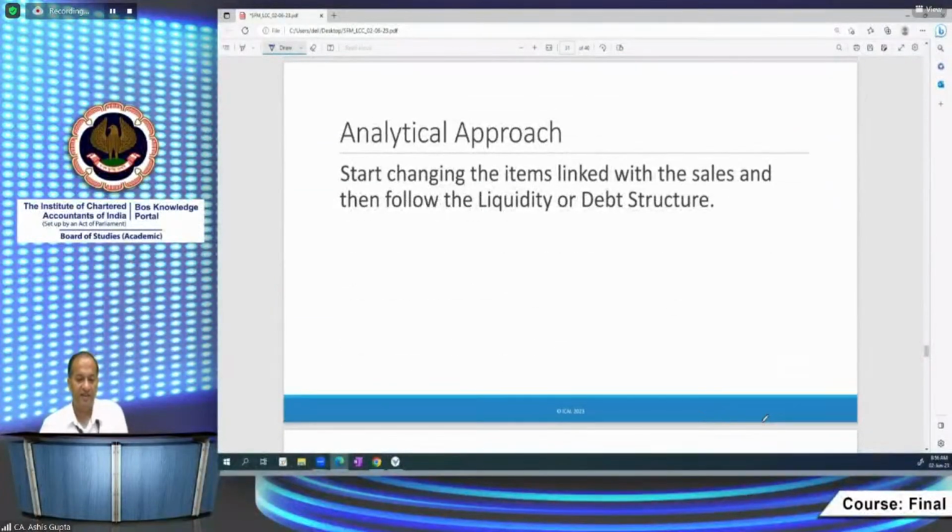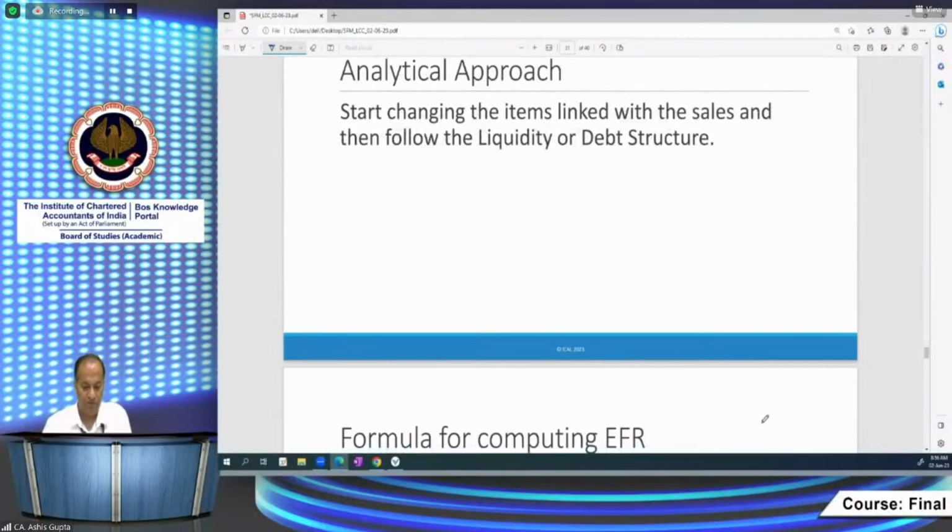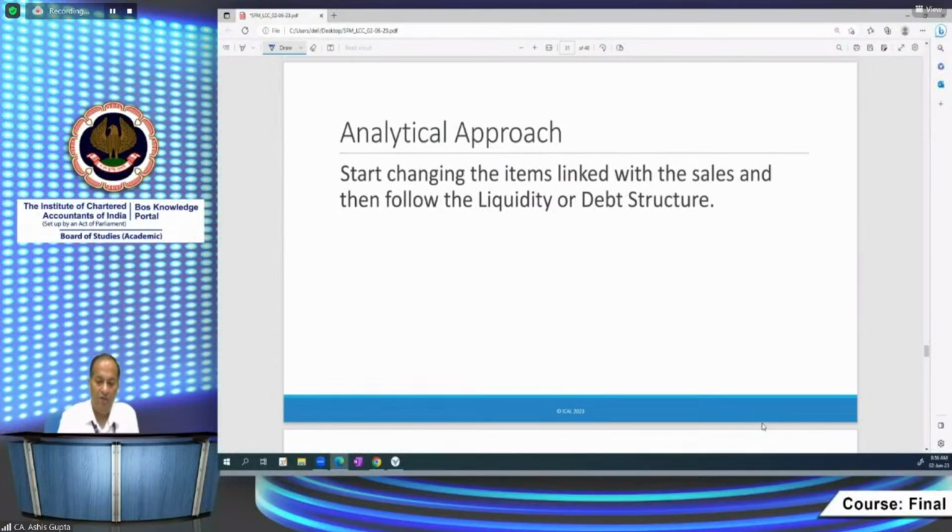First, we discuss the analytical approach. How we analyze it is basically a back of the envelope calculation. Just simply, we carry out the analysis: this will be the increase, this will be the increase, that's all.